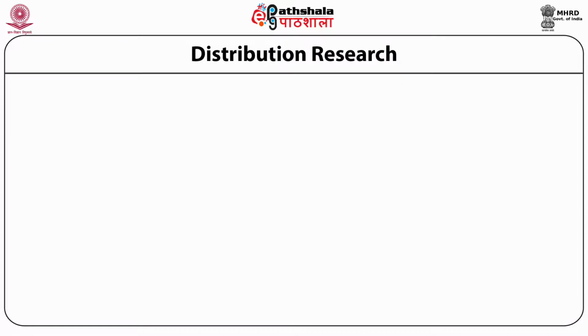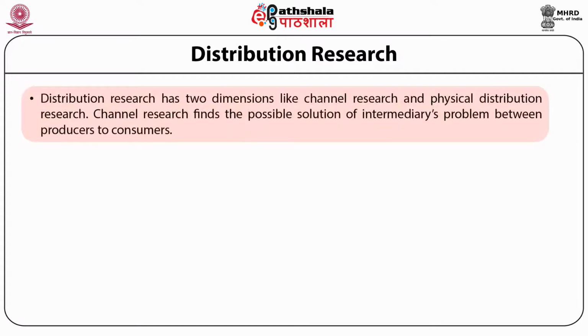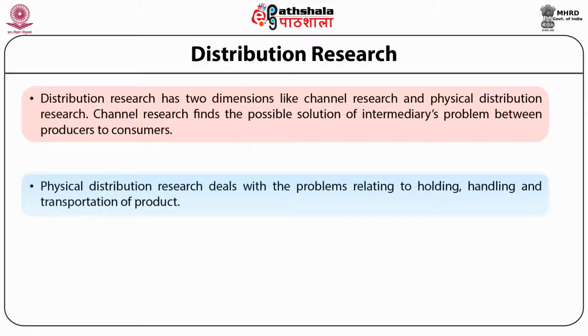Distribution research. Distribution research has two dimensions: channel research and physical distribution research. Channel research finds possible solutions to intermediary problems between producer and consumers. Physical distribution research deals with the problems relating to holding, handling, and transportation of products.